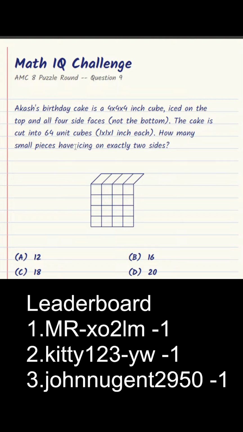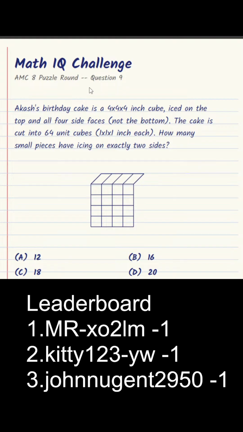How many small pieces have icing on exactly two sides? So initially we applied the icing on all the four sides and the top. So then after cutting the cube into 64 unit cubes, how many of them will have icing on exactly two sides? They will all be cubes of 6 sides. So how many of them will have icing on two sides?